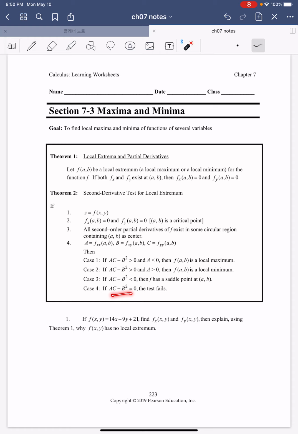If it's equal to exactly 0, the test fails. That means we have no idea if it's a max, min, or saddle point. So it doesn't tell you anything. So let's jump to the first question.